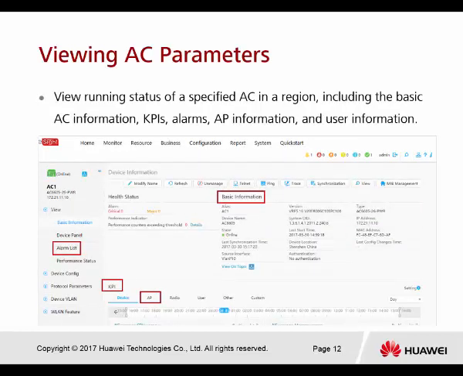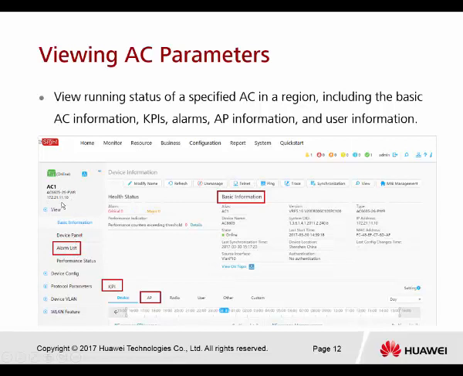Viewing AC parameters. View running status of a specific AC in the region, including the basic AC information, KPIs, alarm, AP information, and user information. So at these places, you can just click on the alarm list. So inside the AC already.